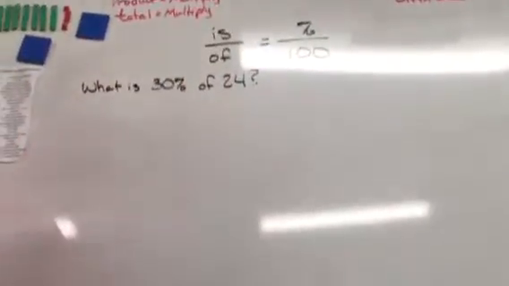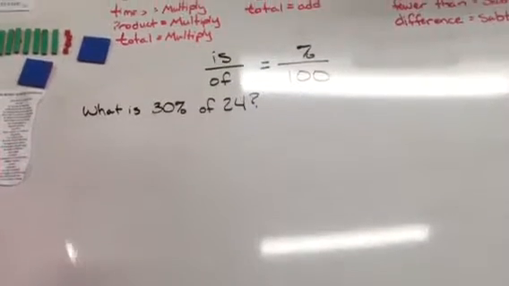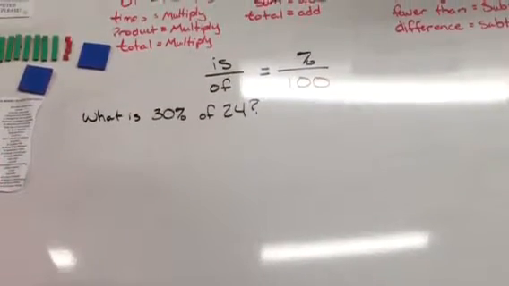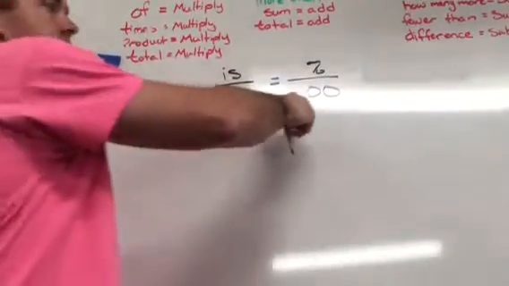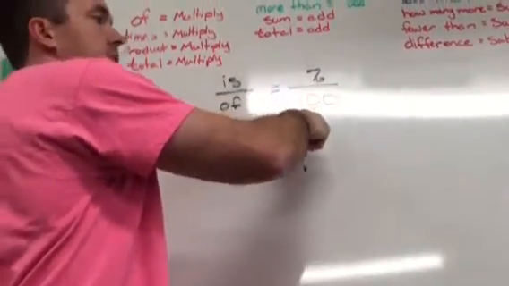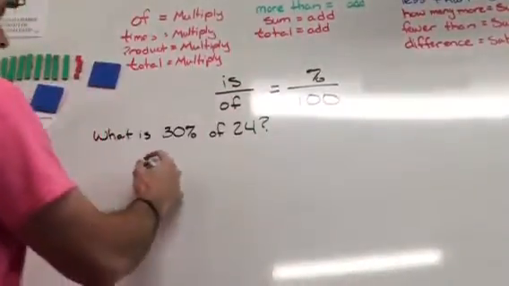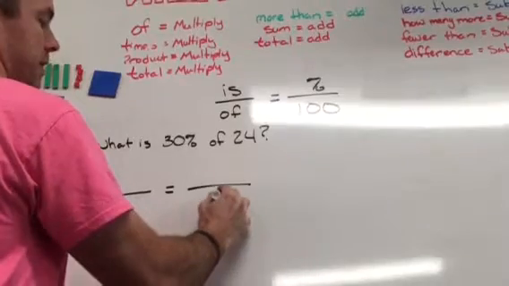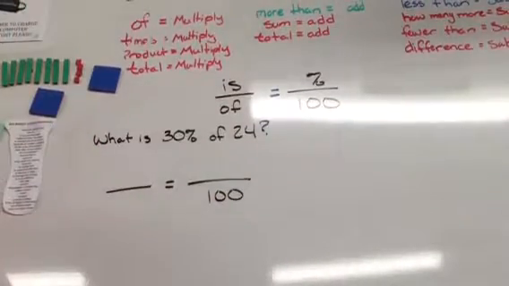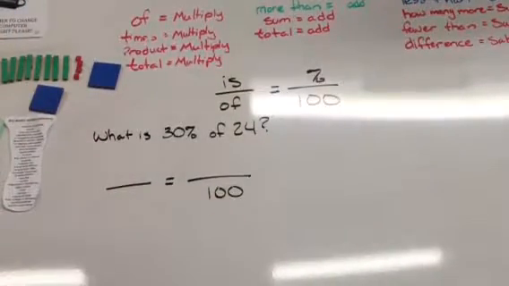So first off, what do we notice? The is is always above what? The of. What is the percent always above? The 100. So the bottom right corner is always going to be 100, all right? So I'm going to set up a new one for this problem. I have this equals this over what? 100. It's always going to be this way. Now you just have to fill in the blanks.